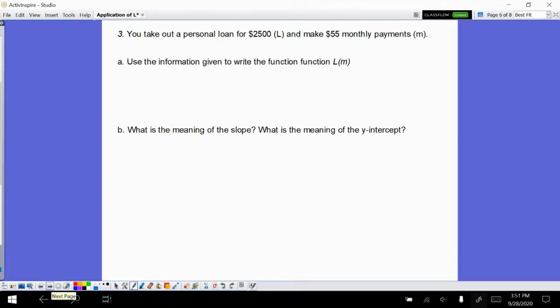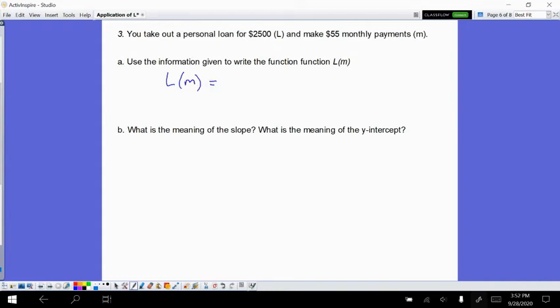All right, in that last question, we went ahead and made a table of values that showed us that our change was constant, but sometimes we can simply read information and find that out as well. In this case, we're taking out a personal loan for $2,500 and make a monthly payment of $55. We're going to assume this comes from our parents and they're not going to charge us interest as we pay this off. So the loan value will be determined by how many months have passed.